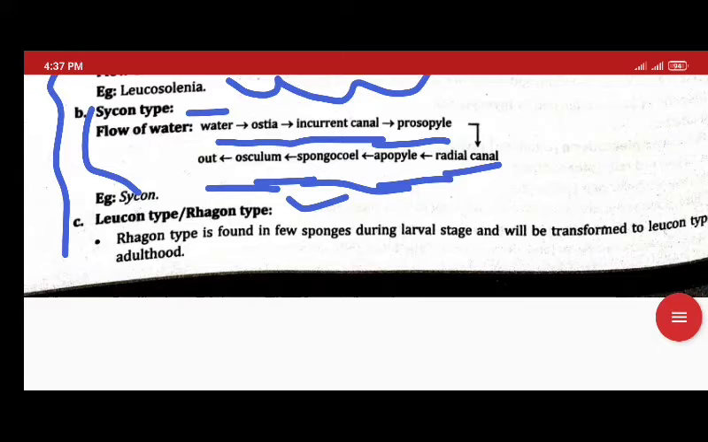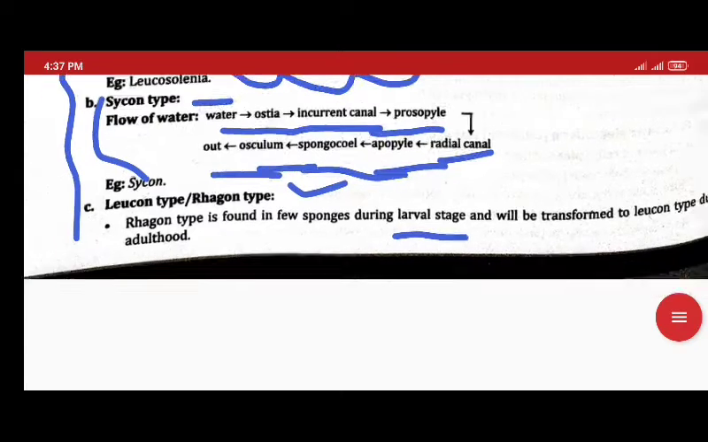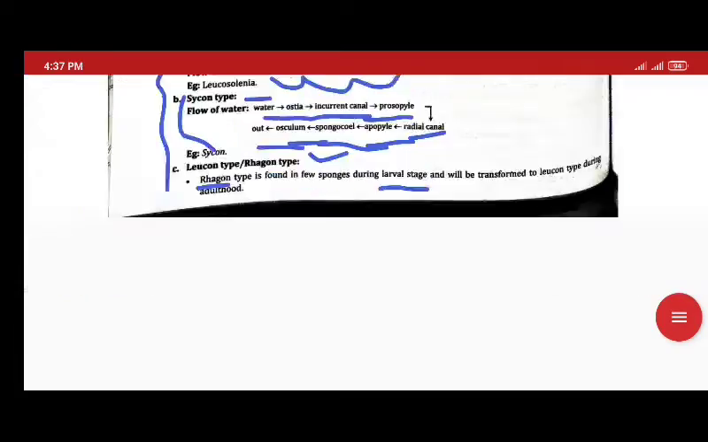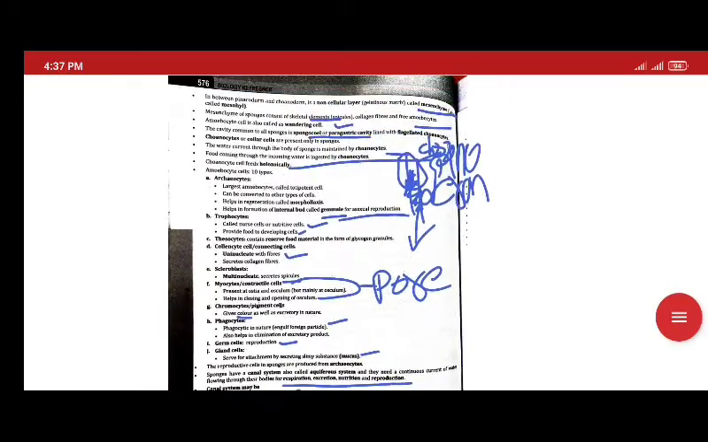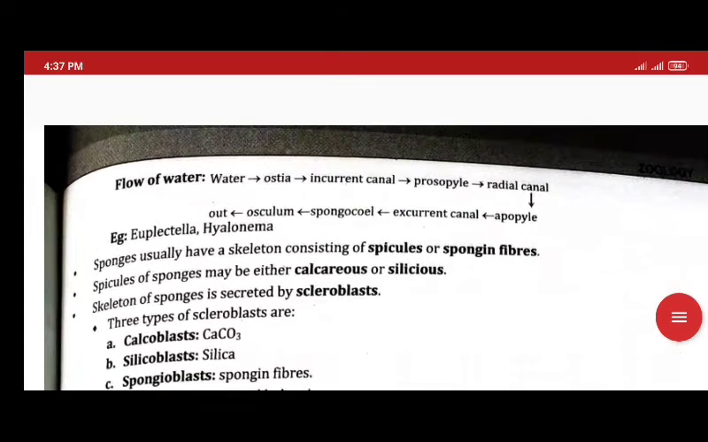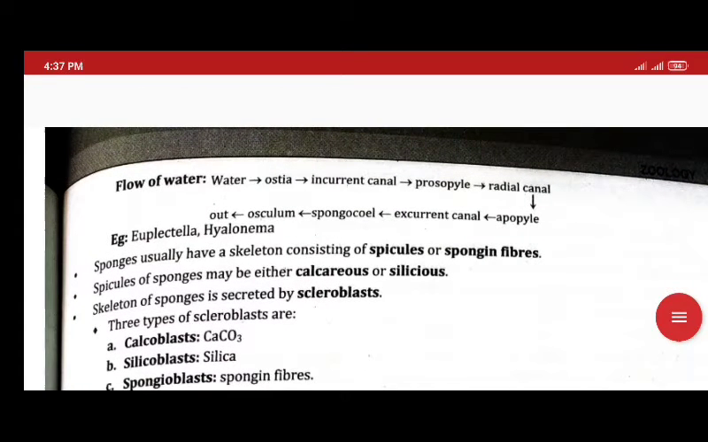In this larval stage is developed. Larval stage is developed in ragon type. You should remember this. This is most important. I will continue after. Now this is in leucon ragon type of cell.